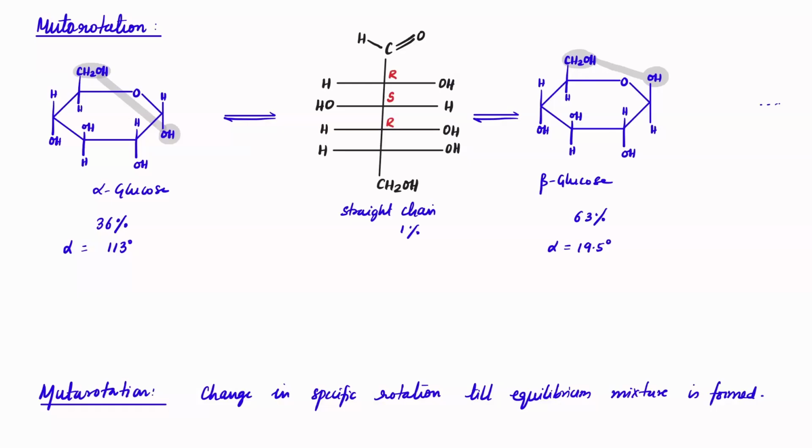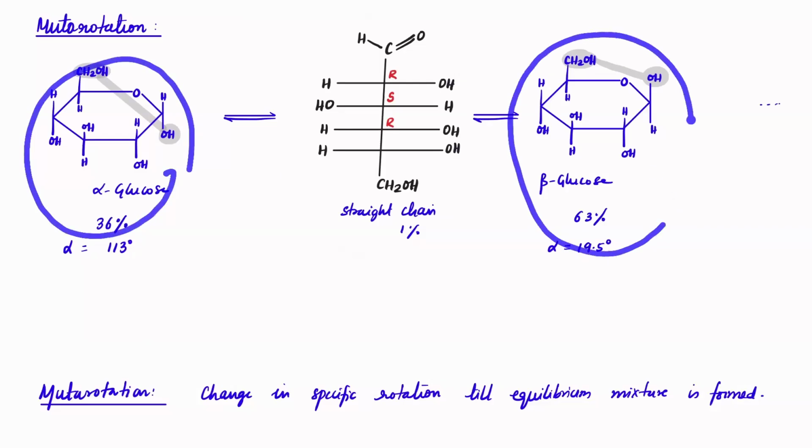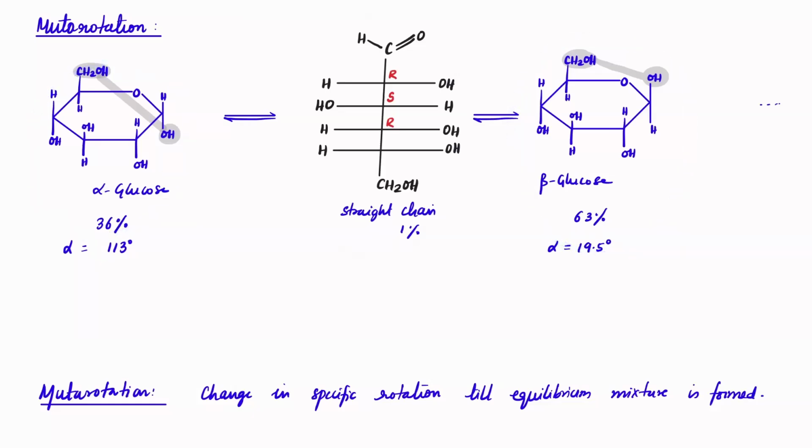Now let's see the next concept. What is mutarotation? When it comes to glucose, its straight chain form is hardly observed. Most of the glucose, when it is in powdered form, gets crystallized either into the alpha glucose form or into the beta glucose form. Straight chain composition is hardly 1%. The highest percentage would be for beta glucose, slightly less for alpha glucose, and the least for straight chain.